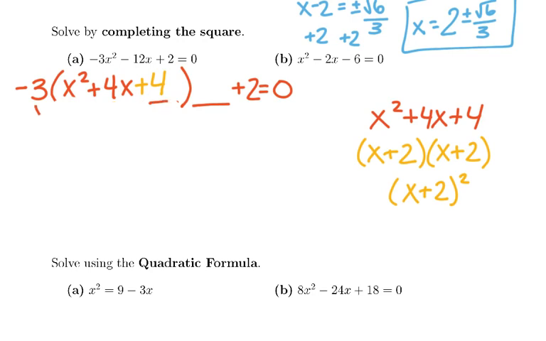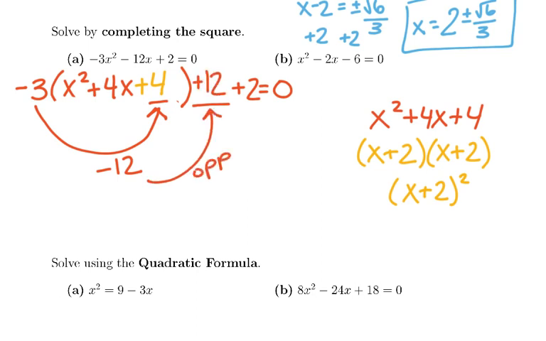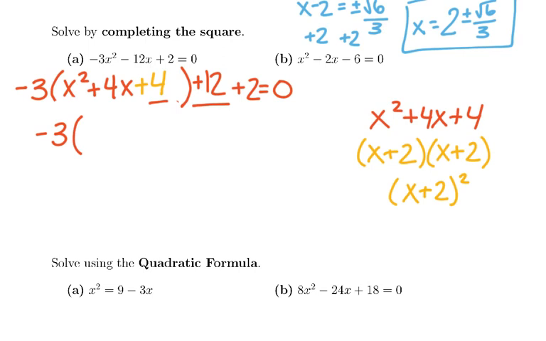So you actually distribute these values here, in other words, multiply. Negative 3 times positive 4 is negative 12, and you do the opposite here. So we're actually going to add 12 to keep the equation balanced. This would be equivalent to subtracting 12 from both sides. Next step is to factor that trinomial, so you leave your negative 3 out in front by multiplication. You factor your trinomial, and you combine your like terms.